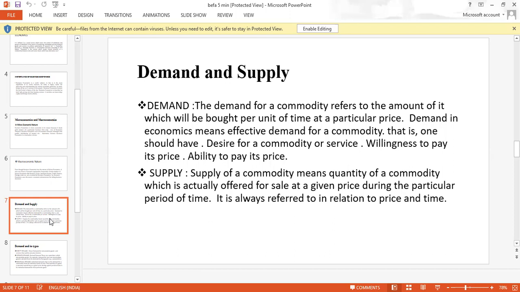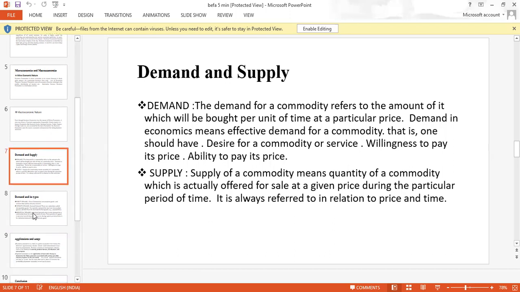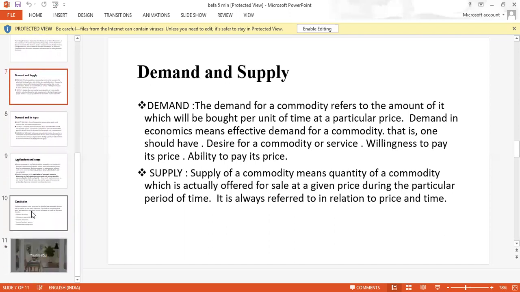Let's see what actually the supply is. Here, the supply of a commodity means the quantity of a commodity which is actually offered for sale at a given price during a particular period of time. It is always referred to in relation to price and time. That's what the terminologies demand and supply mean.